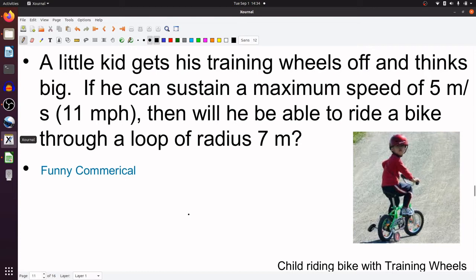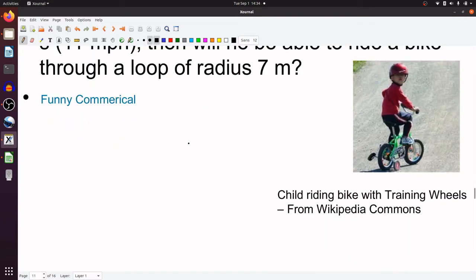A little kid gets his training wheels off, and he thinks big. If he can sustain a maximum speed of 5 meters a second, which is around 11 miles an hour, then will he be able to ride a bike through a loop of radius 7 meters? So let's draw a picture of this out.